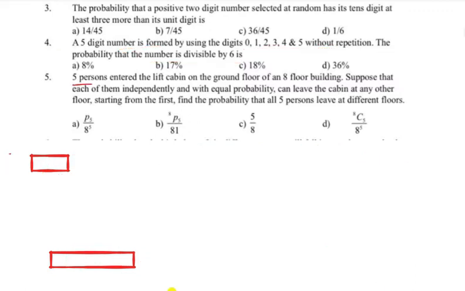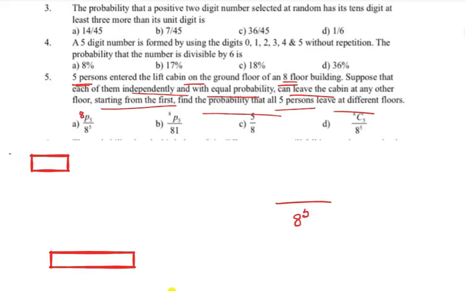Now here it is asking: 5 persons entered the lift cabin on the ground floor of an 8-floor building. Suppose that each of them independently and with equal probability can leave the cabin at any floor starting from the first. Find the probability that all 5 persons leave at different floors. So every person has 8 options. The first person has 8 options to leave, the second person also 8 options, the third person also 8 options, and the last person also 8 options.